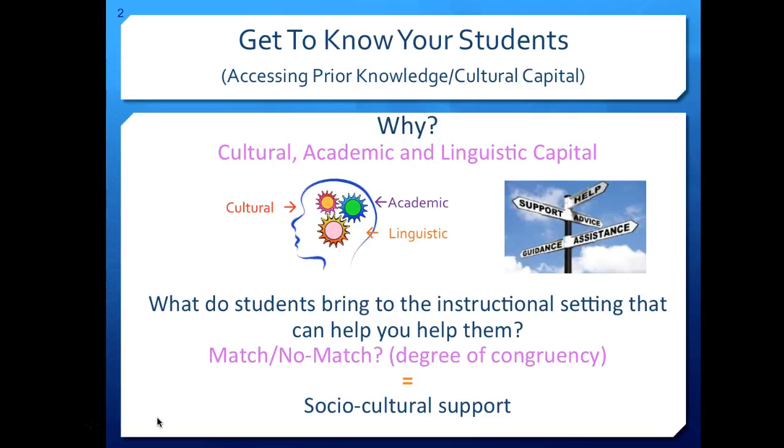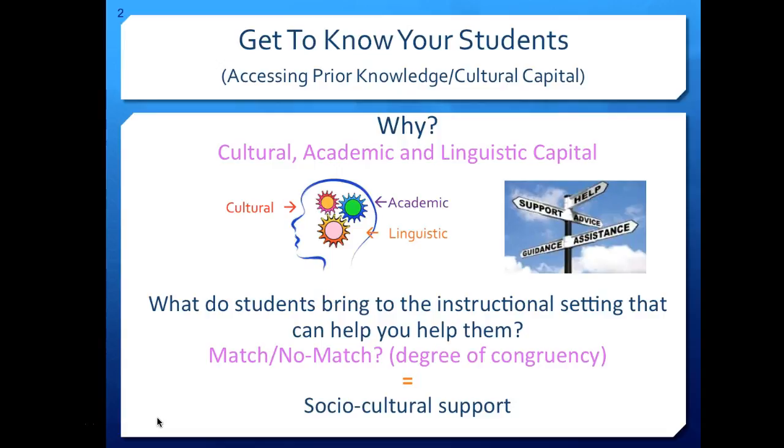So you've seen this in culturally relevant instruction, and we're talking about it again here. You need to get to know your students. You want to spend time finding out who they are. You want to learn what their cultural capital is, and we spent a little bit of time talking about cultural capital on the last slide in Module 5.